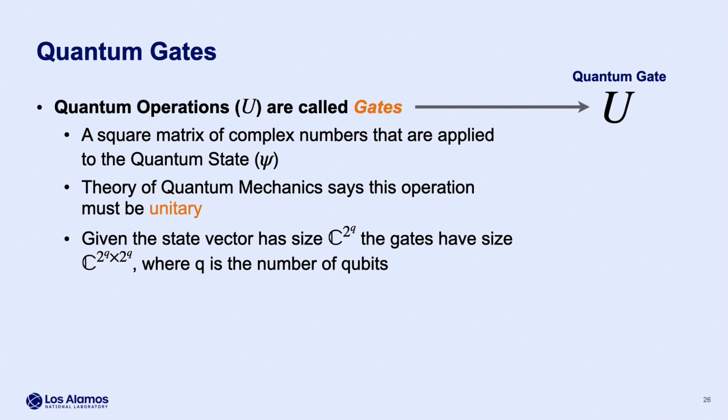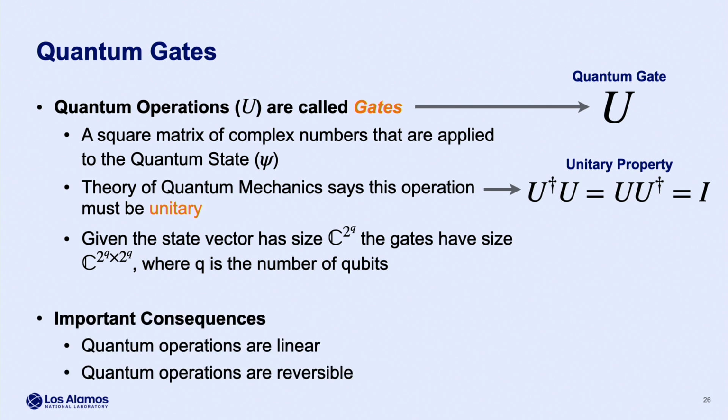The theory of quantum mechanics says that these operations need to be unitary. What does that mean mathematically? The complex transpose of U times itself has to be equal to itself times the complex transpose, and those have to be equal to the identity. So they end up being like a normalized matrix. And of course, the quantum state always has to be a unit vector, right? So it turns out that if you apply a unitary matrix to a unit vector, you get a unit vector. Given that the quantum state has size 2 to the q complex numbers, the gates have size 2 to the q by 2 to the q. So they're big square exponential matrices, where q is the number of qubits.